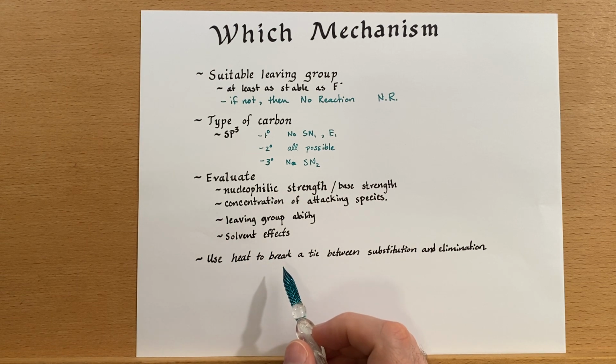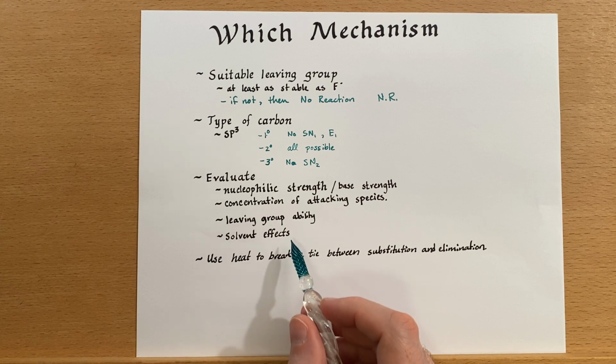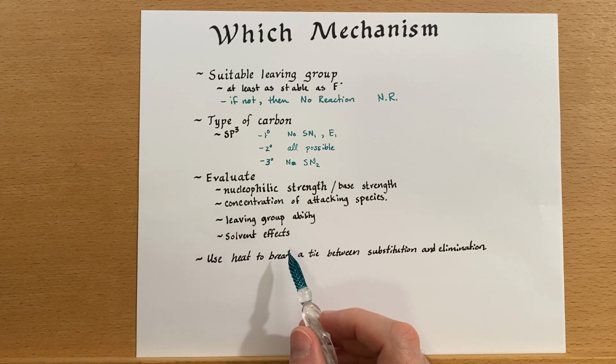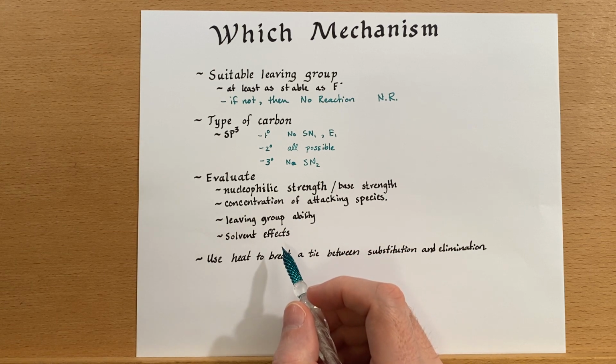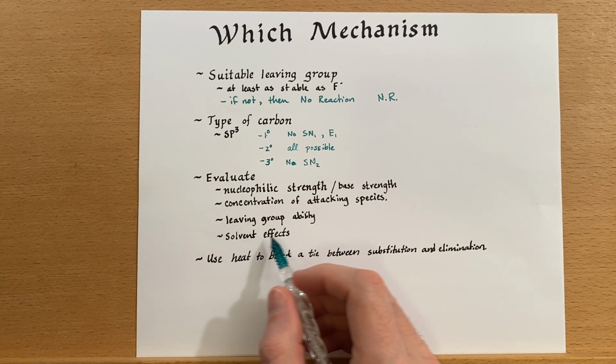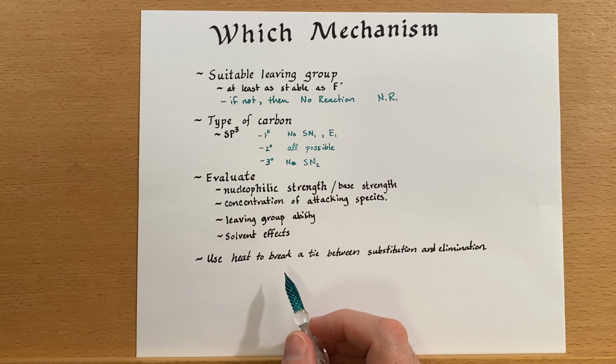We also need to consider solvent effects. Is it aprotic or protic? When we have a protic solvent, it tends to favor the unimolecular reactions because we're forming that carbocation intermediate, and this is a little bit stabilized by a protic solvent.